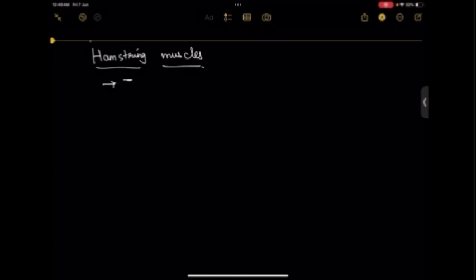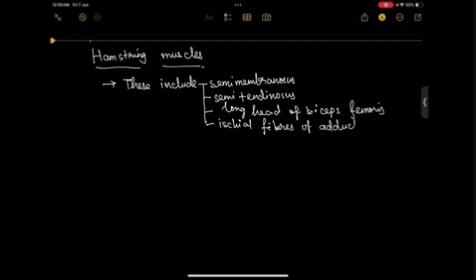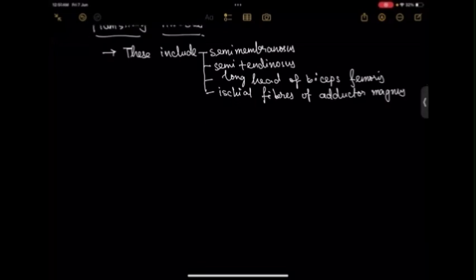So you have to say that these include, and I'm writing it down just as you would write an answer in the prof. So you don't need to improvise on anything. I'm literally giving you every piece of information, so you don't need to take the tension. These include semimembranosus, semitendinosus, long head of biceps femoris, and ischial fibers of adductor magnus. The first point is this, that you have to state the hamstring muscles.